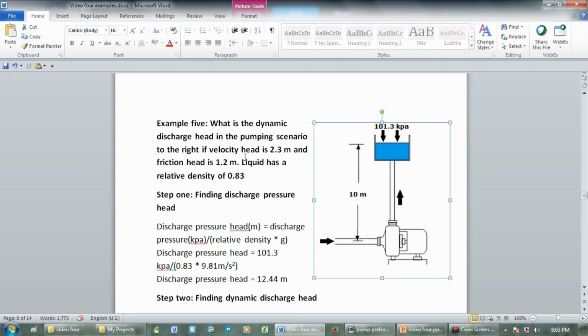So we are given our velocity head, so we don't have to calculate that. We're not given the velocity, we're given the actual head. We're given the friction head, so the only thing we should have to calculate is our discharge pressure head.